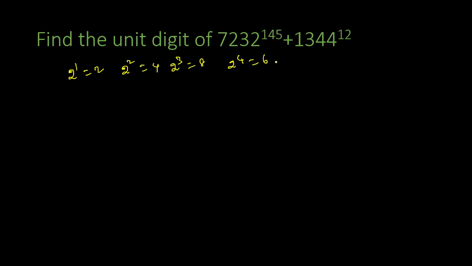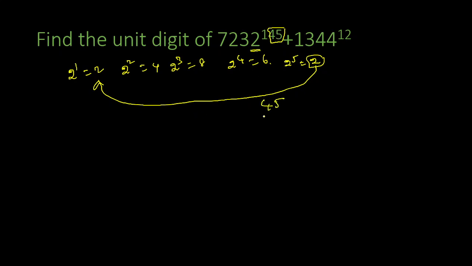When we go to 2 to the power of 5, it will be 6 into 2 is 12, so again it will come to 2. So again it will form a cycle. So this 2 is equivalent to this 2. For every 4 powers, it will form a cycle. Now we take this 2, and when you take 145, we don't want to take 145 alone. We have to take only the last 2 digits, 45, divide by 4, and take the remainder. When 45 is divided by 4, the remainder is 1.